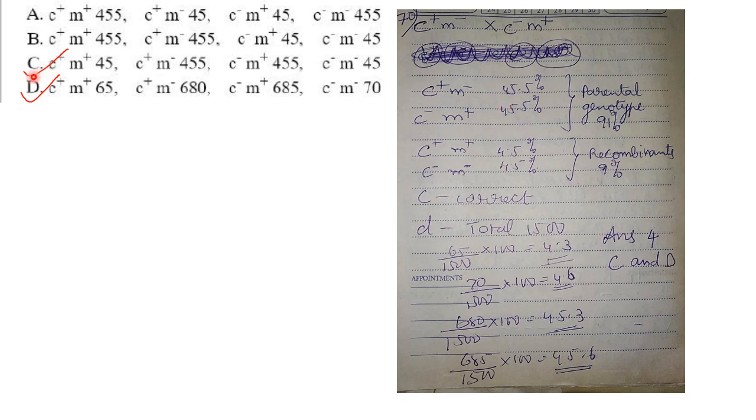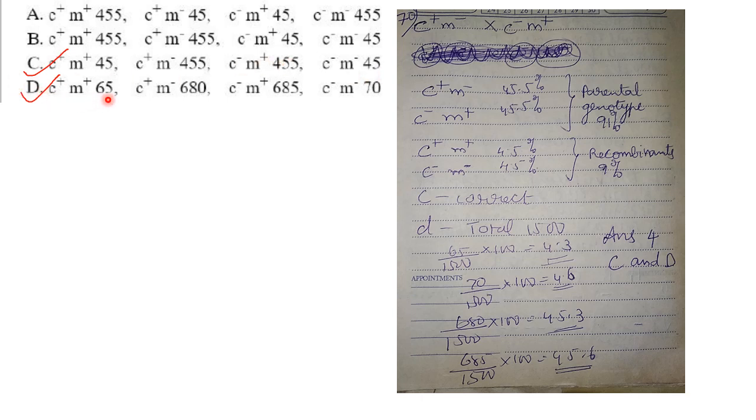So C is correct. If you see C plus M plus, that is your recombinant, it is 45. C plus M minus is 455. That is your parental. C minus M plus, again parental, it is 455, and C minus M minus is 45. That's your recombinant. So C is correct. That directly shows the answer. C is correct. Now D.